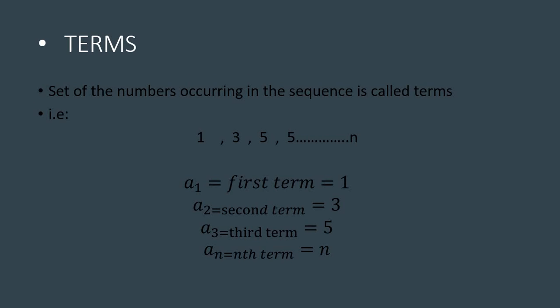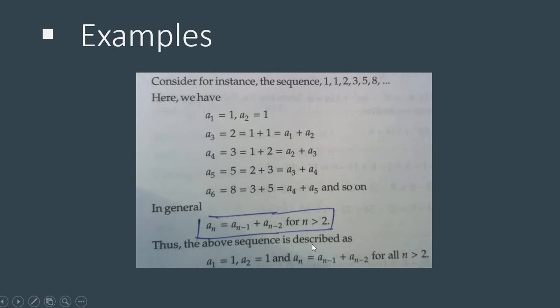Like we take the same example of the previous sequence, 1, 3, 5, and there is a mistake here. It's 7, not 5. So the first term, denoted by A1, equals 1, the second term A2 equals 3, the third term A3 equals 5. And similarly, the last term of any sequence is called the nth term, which is denoted by An.